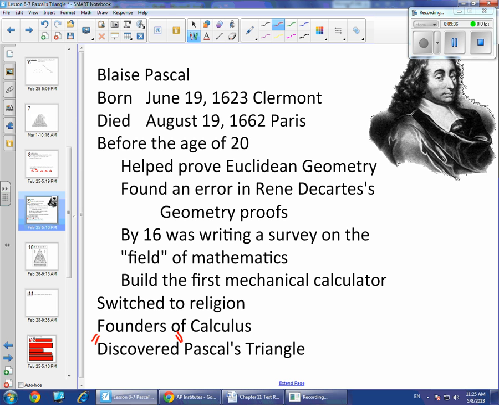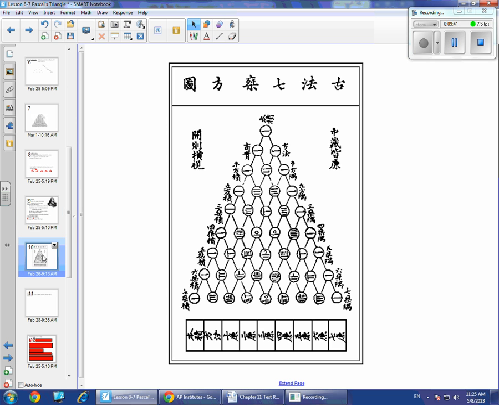Well, to be honest, he really didn't discover Pascal's triangle, even though we name it after him, because documents like this can be found. This is ancient Chinese, and if you take a look at it, it displays basically what we were just talking about with the combinations in a triangle, which is what Pascal's triangle really is.